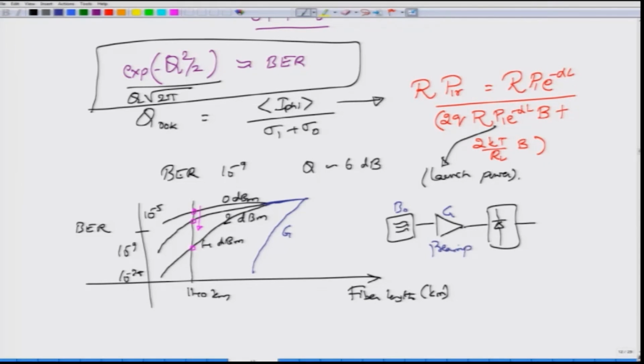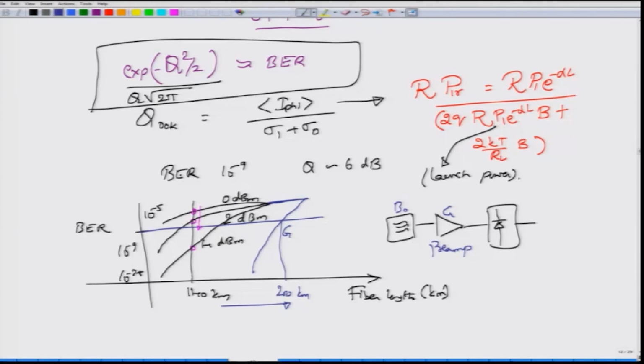With the pre-amplifier you are able to meet, let us say this is the target 10 to the power minus 6, at a very large length. So, let us say this is around 200 kilometer. So, the use of an optical preamplifier is to extend the range over which you can communicate. From 140 kilometer you can go all the way up to 200 kilometer.